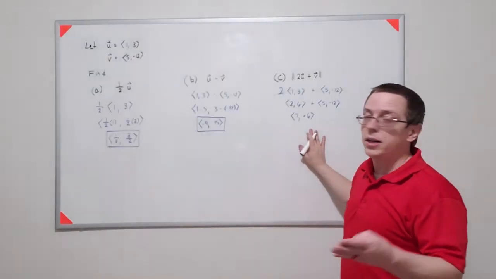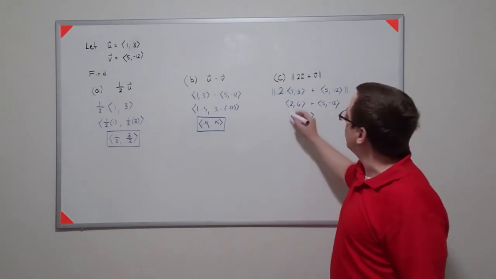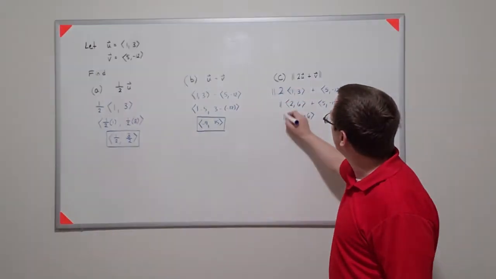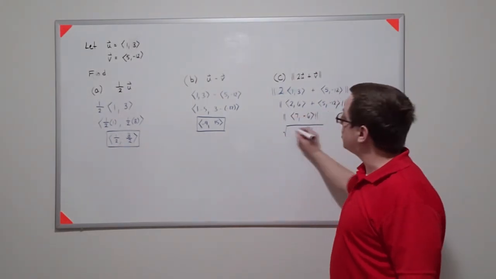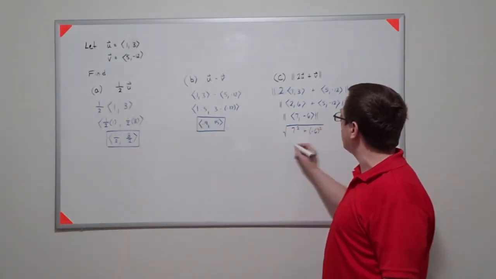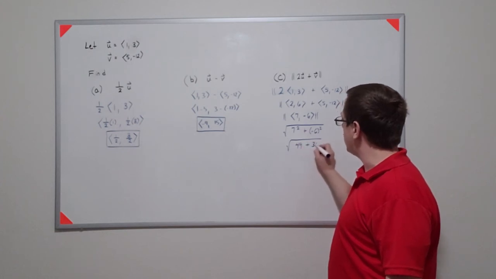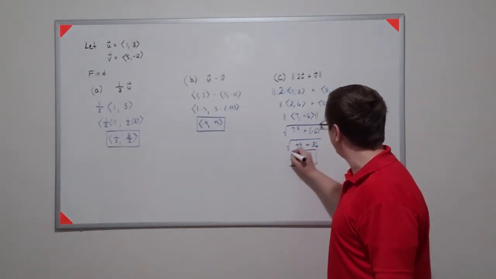But we're taking the magnitude, remember, so I didn't want to put those bars there initially. It's kind of visually cluttering. So that's the square root of 7 squared plus negative 6 squared, which is 49 plus 36, which is the square root of 85.